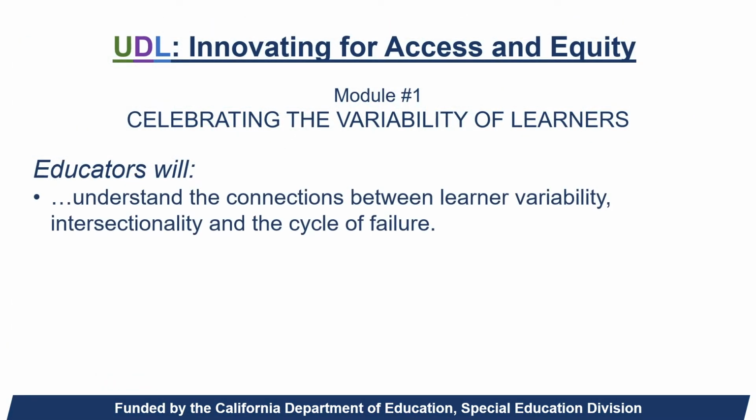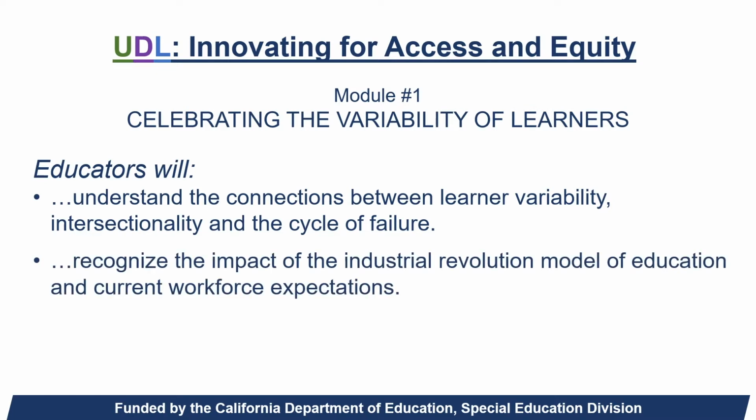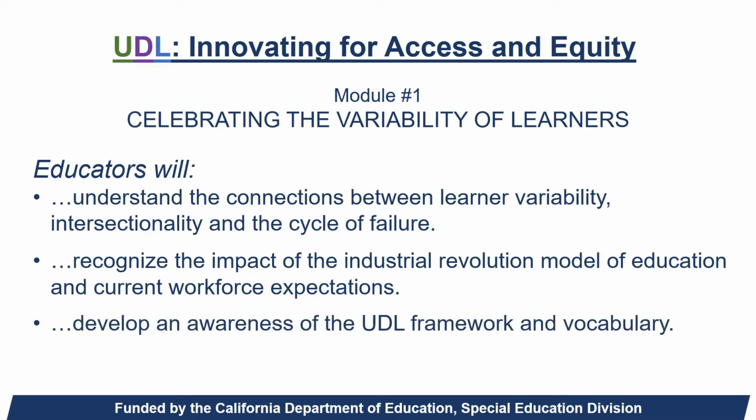In module number 1, educators will understand the connections between learner variability, intersectionality, and the cycle of failure. Educators will also recognize the impact of the Industrial Revolution model of education and current workforce expectations. And lastly, educators will develop an awareness of the UDL framework and vocabulary.